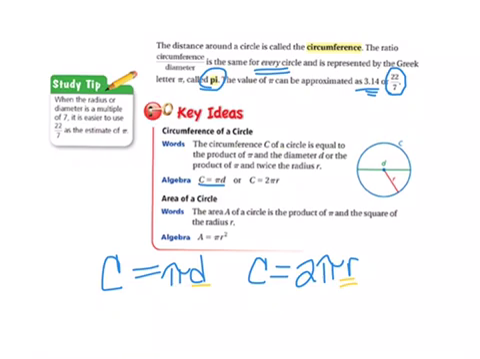Okay, so this is to find the perimeter, or the circumference. I need to use circumference, that's a better word. Use circumference for all the way around the circle.